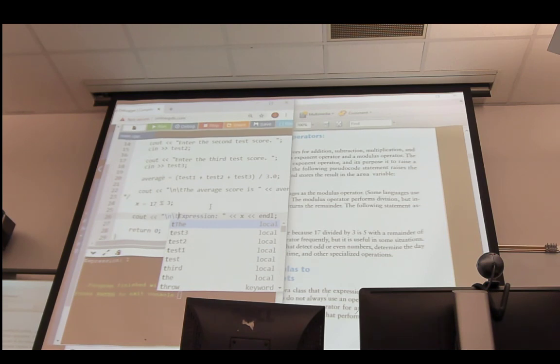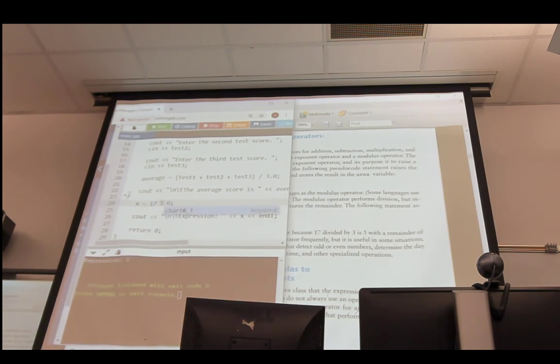All right. So now, class, what's 17 modulus 6? 5. Okay, because what? 6 going into 17, how many times? Twice. That's 12. So 12 from 17 is 5. So we should get a remainder of 5. All right? And bam.